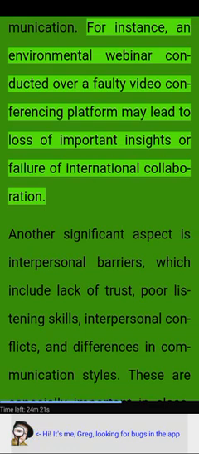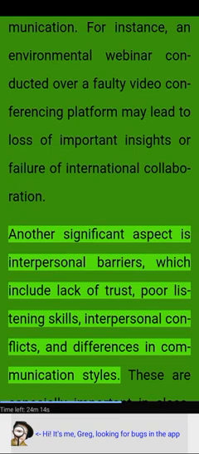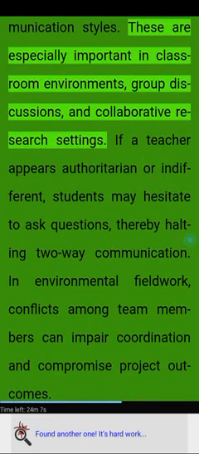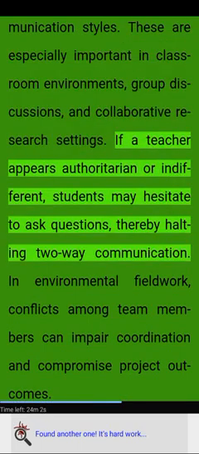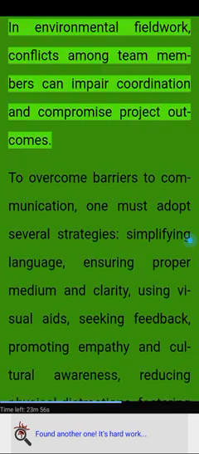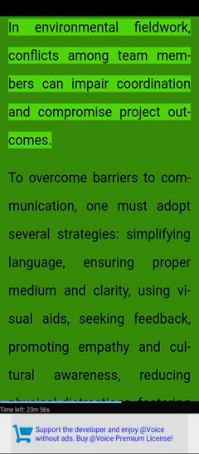failure of international collaboration. Another significant aspect is interpersonal barriers, which include lack of trust, poor listening skills, interpersonal conflicts, and differences in communication styles. These are especially important in classroom environments, group discussions, and collaborative research settings. If a teacher appears authoritarian or indifferent, students may hesitate to ask questions, thereby halting two-way communication. In environmental fieldwork, conflicts among team members can impair coordination and compromise project outcomes.